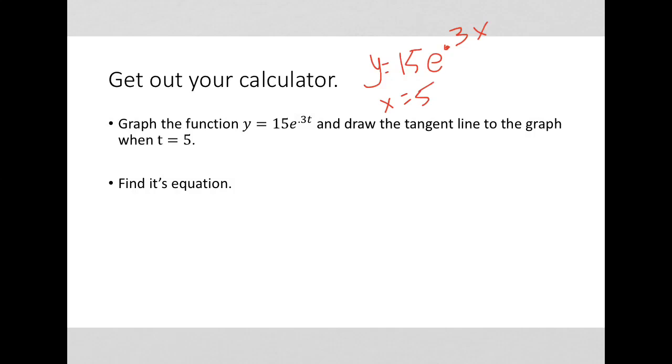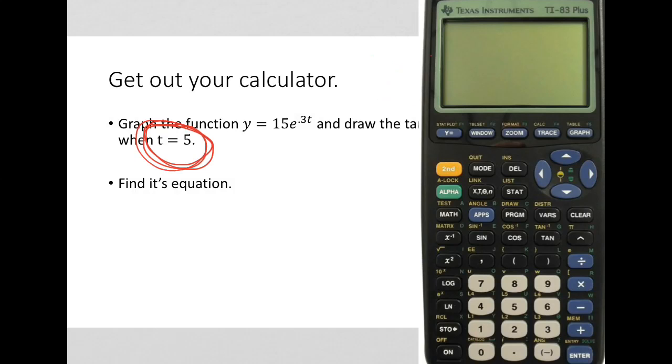So graph this. You're going to need to change your window, but think about what you know from the problem. We're looking at the x value of 5, so we want to look kind of near there, not crazy big. So I'm going to go from 0 to 10, and then I'm going to hit zoom fit to get a good graph. So firstly, make sure you enter this function correctly.